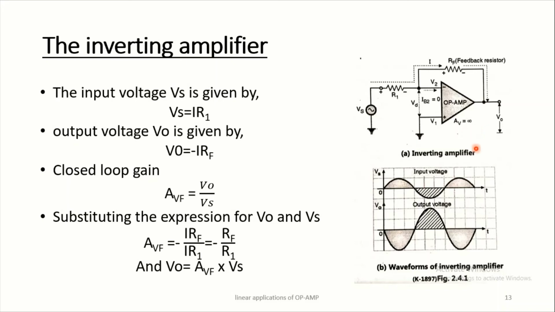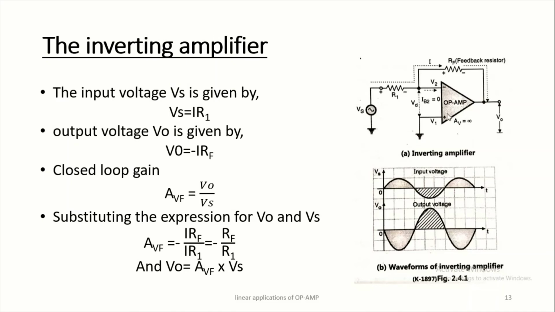The input and output voltage waveforms are shown in the figure. The output is an amplified and inverted version of the input signal. Closed loop voltage gain is denoted as AVF. The closed loop voltage gain of an amplifier is defined as its voltage gain with external feedback. Now the expression for the closed loop voltage gain.